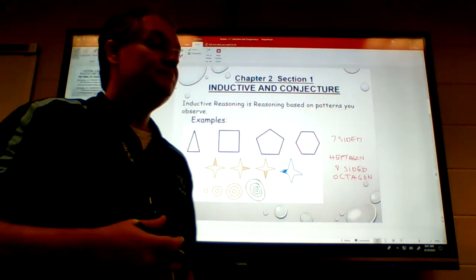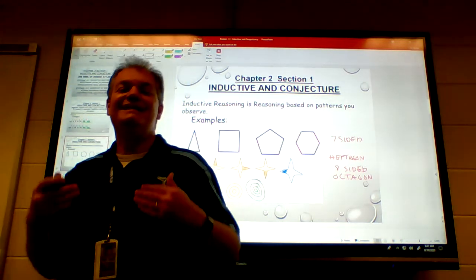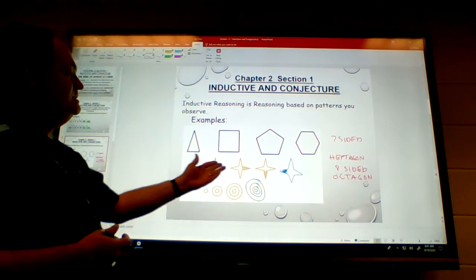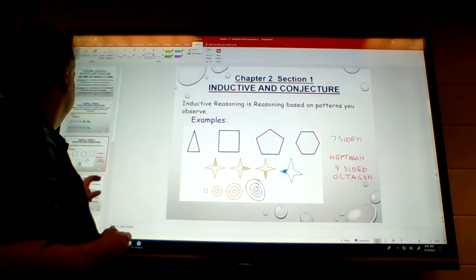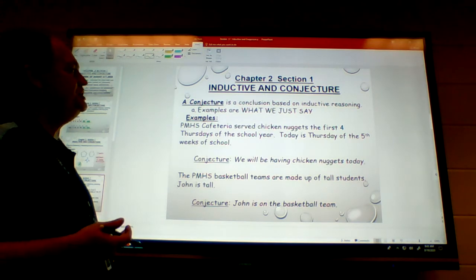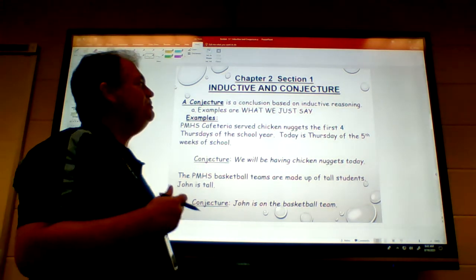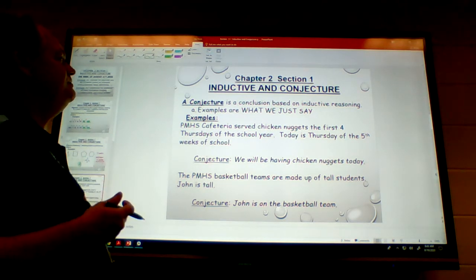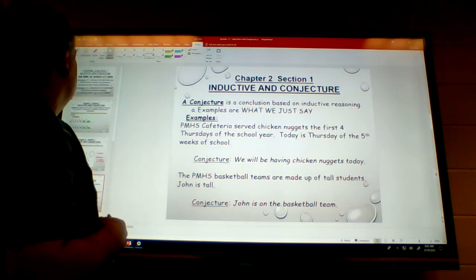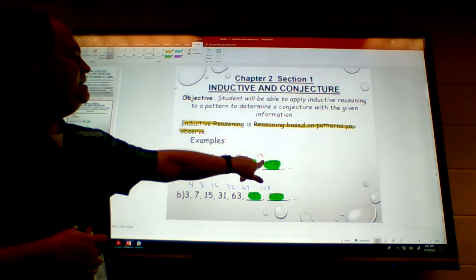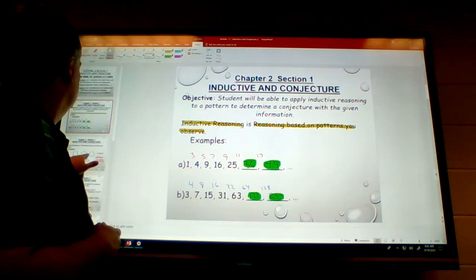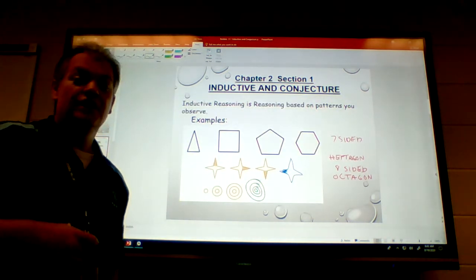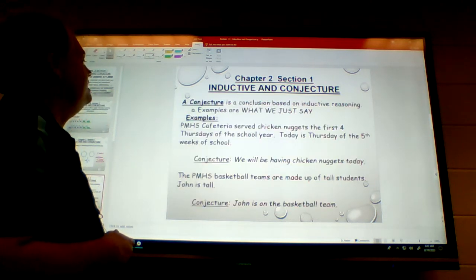Okay. So you see how this formed. Now remember, inductive reasoning is based off the patterns. So this is the pattern. That's the predicted outcome. Now, the conjecture: all those things that we came up with previously are called the conjecture. It's a conclusion based on inductive reasoning. These are examples of conjectures. Conjecture, and another conjecture. So those are what a conjecture is.